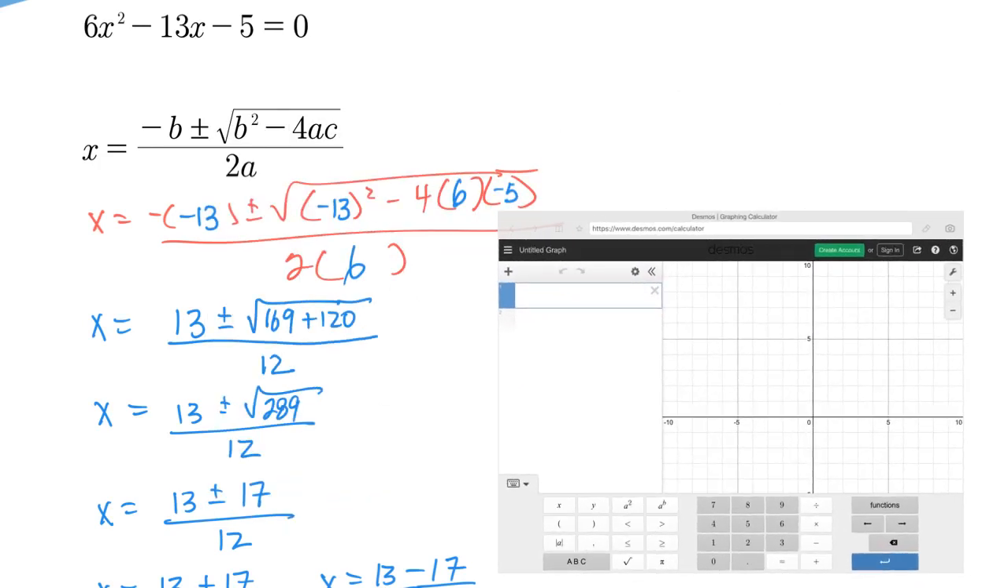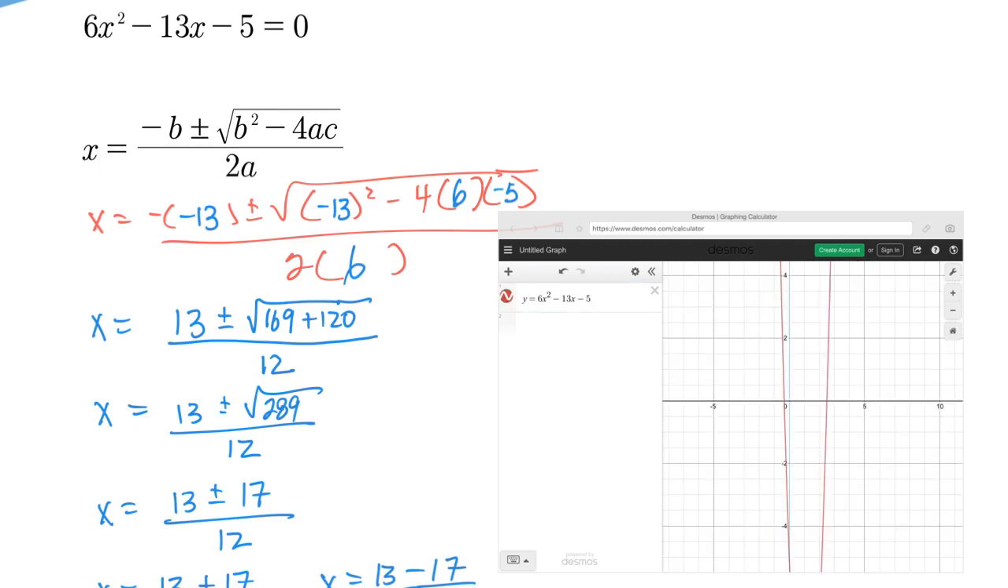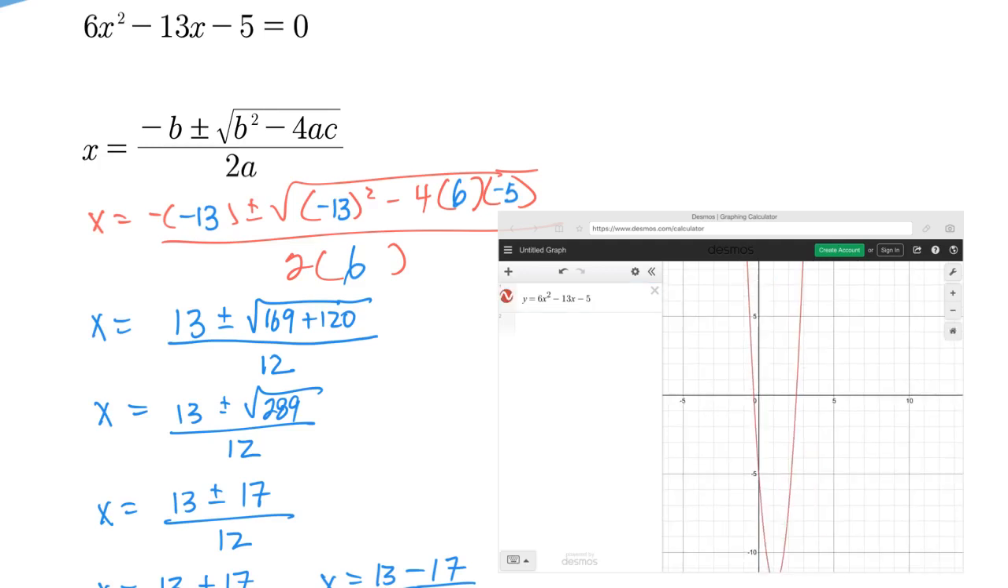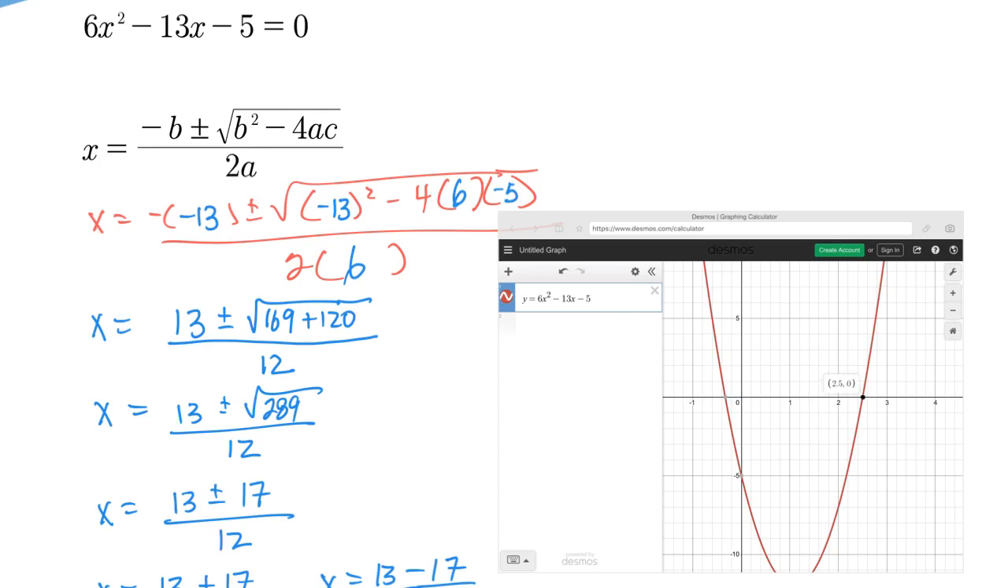Okay, and let's plug in our stuff. So let's go y is equal to 6x squared minus 13x minus 5. Okay, let's zoom in this way. So one of my answers was 5 over 2, that's 2.5. My other answer is negative 0.33, which is negative 1/3. So we're correct. Okay, so that's using the quadratic formula.